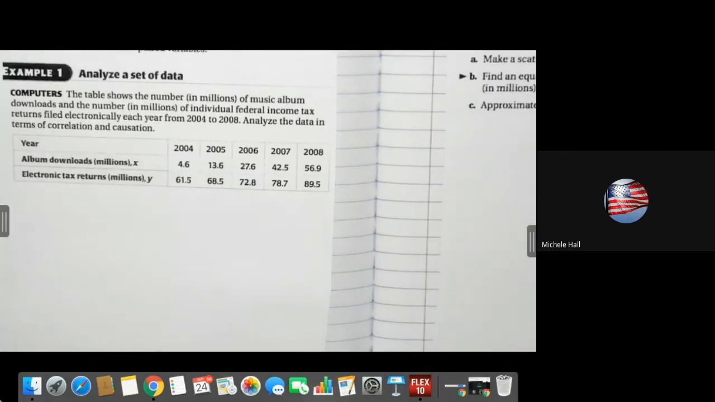The table shows the number in millions of music album downloads and the number in millions of individual federal income tax returns filed electronically each year from 2004 to 2008. Analyze the data in terms of correlation and causation. I see X and Y. So if they're calling those X and Y, then I'm thinking that that's my data and I'm not actually using the years this time.